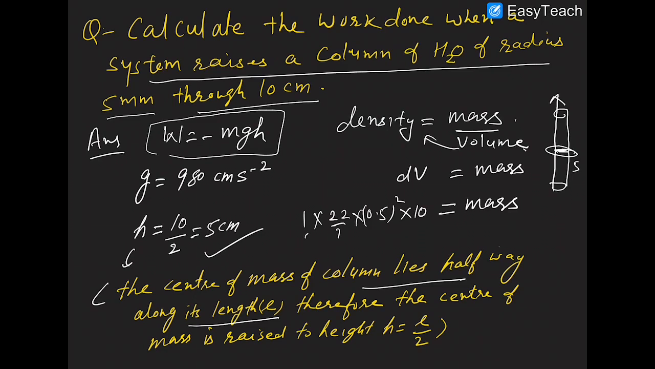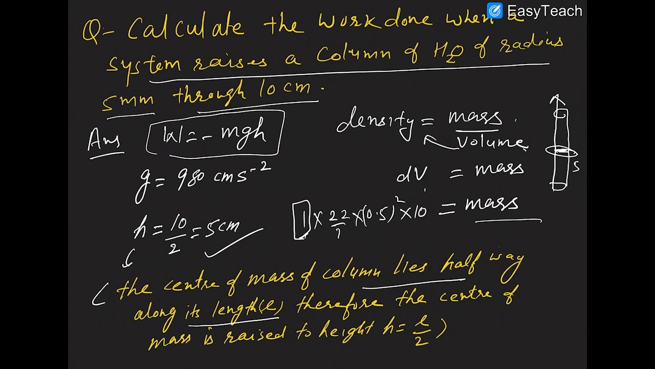Density is equal to 1. This 1 is the density of water. Water density is generally taken as 1 gram per ml. And volume is pi r square h, because water rises in a cylindrical manner. So pi r square h is the volume of the rising water. So mass comes out to be density into volume, so 22/7 into 0.5 square into 10 will be the ultimate mass of the water that rises in that particular case.